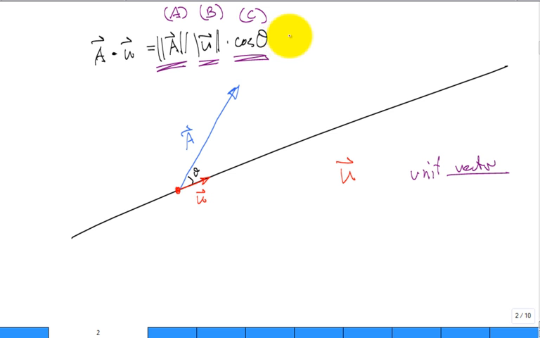So now, for this case, it just boils down to the magnitude of A times the cosine of an angle theta. I love right triangles. Do you like right triangles? Can you make a right triangle anywhere in this illustration? Where would it be? You would go at the tip of A, and you would drop down to the line.